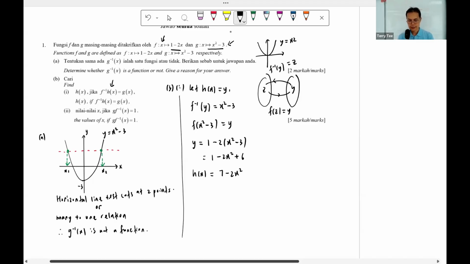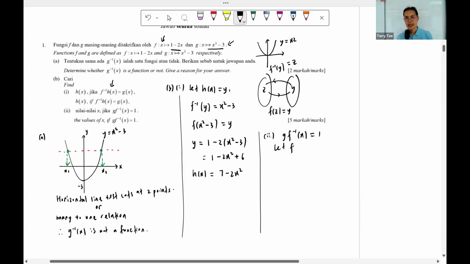All right. Now, next, we're supposed to find the value of x, given that g f inverse x equals 1. I've got my h(x), but actually h(x) is not really related to this part. We need to find the x value given g f inverse x equals 1. Now again, I like to use the substitution method.